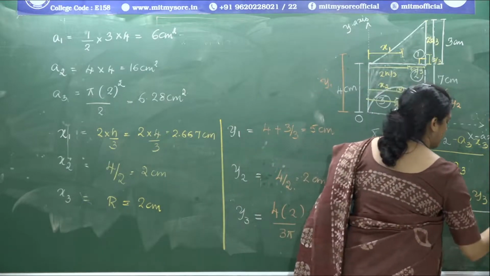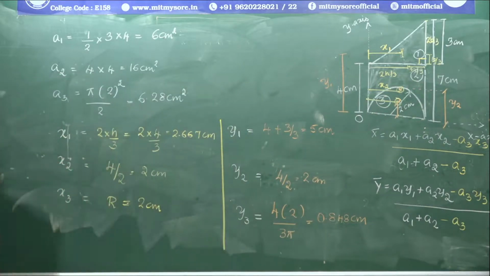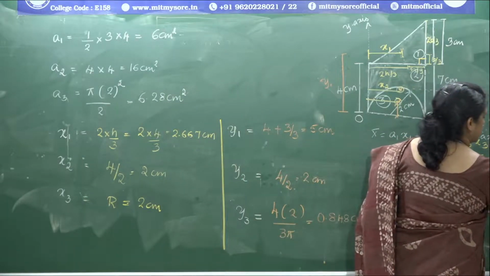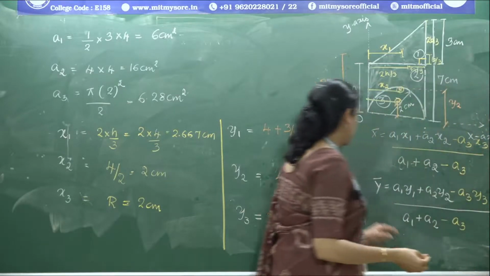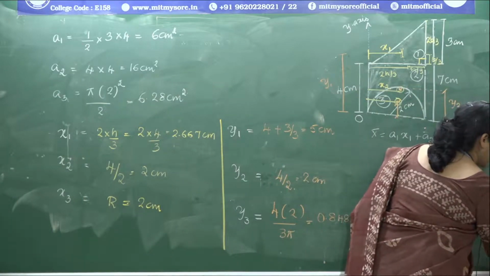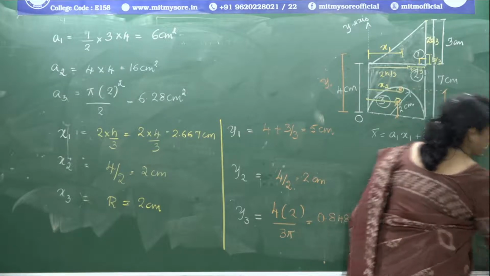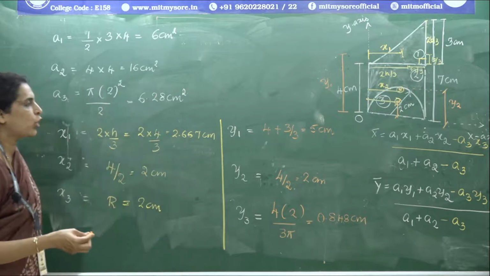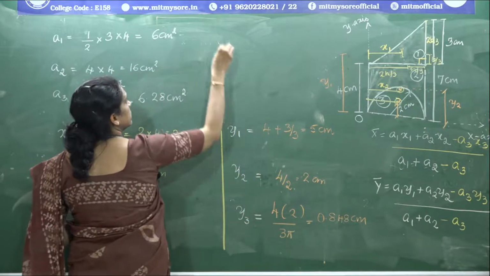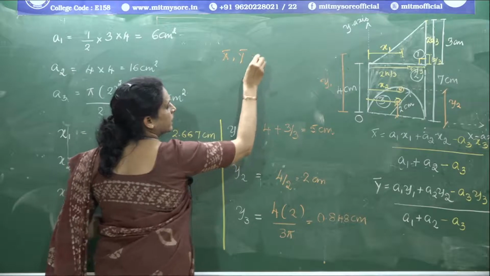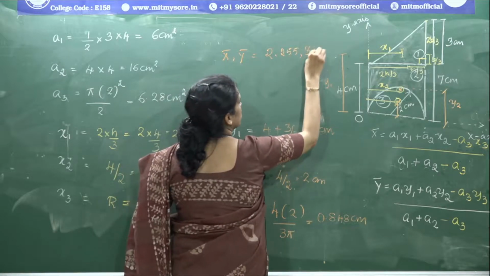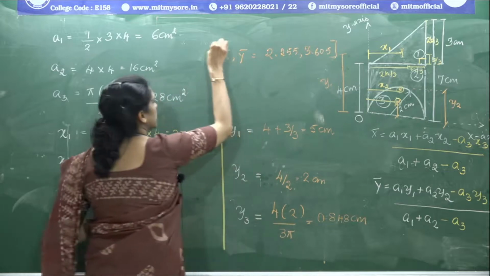So now, upon substituting these values in the expression of x bar and y bar, we get the value of x bar as 2.255 centimeter and the value of y bar as 3.605 centimeter. So the coordinates of the centroid for this composite area is 2.255 and 3.605 centimeter.